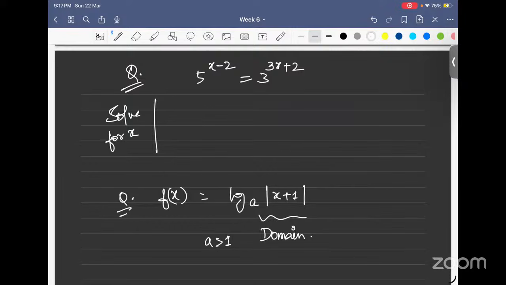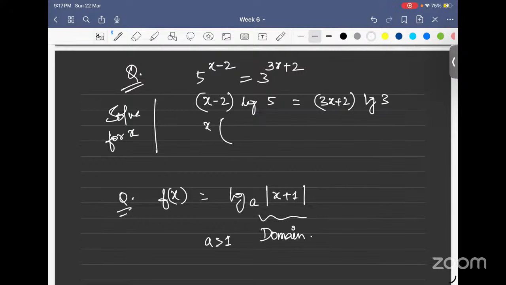So how can we solve it? We can take log both sides, right? If you take log both sides, (x minus 2) log of 5 equals (3x plus 2) log of 3. You can take any base, that's not a problem. Now you have to calculate x. You can just put x on one side. Is the answer minus 3.21? Might be possible.